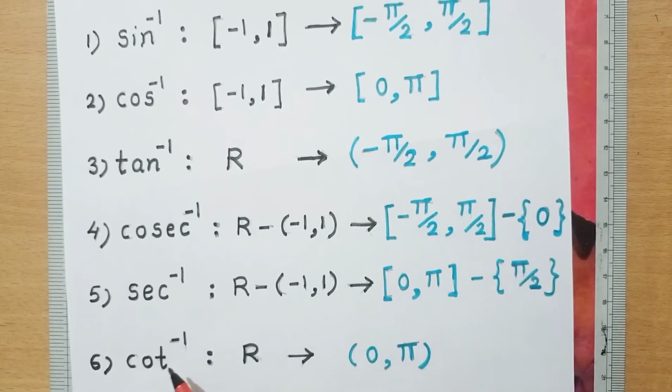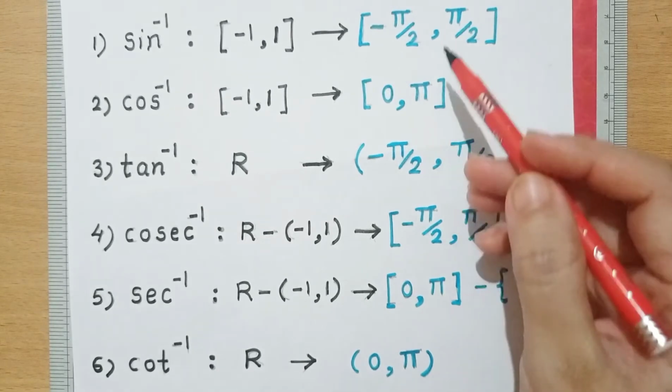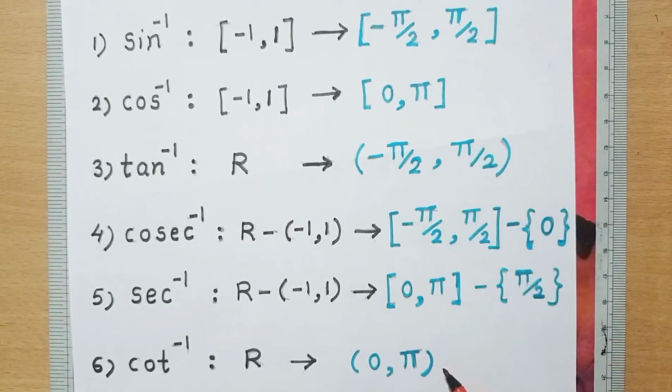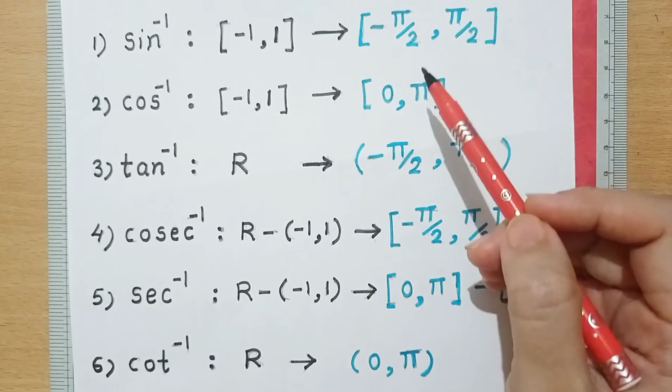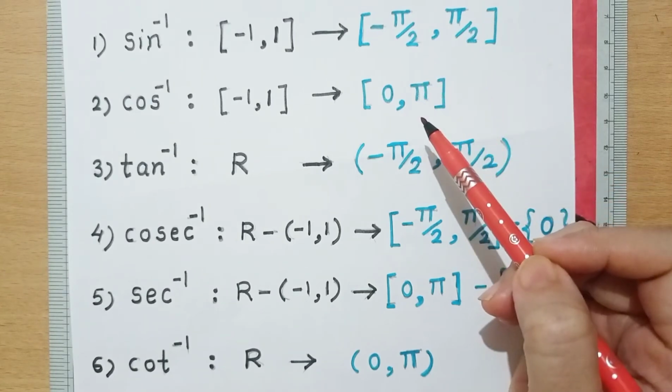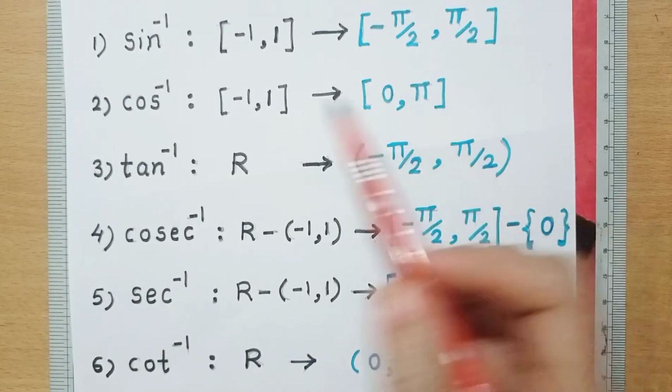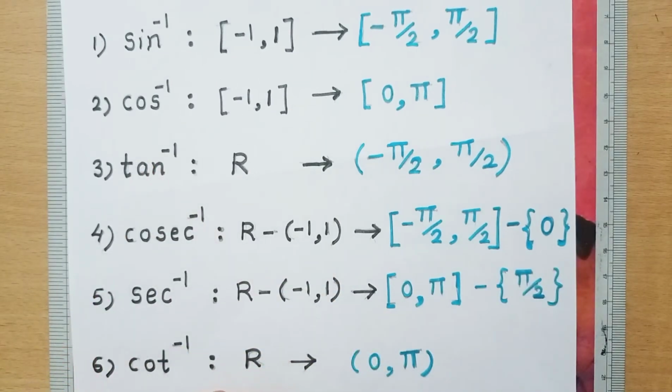And the last one, the principal value branch for cot inverse is the open interval 0 to pi. So you have to learn all these principal value branches, and the angle that lies in this branch is called the principal value of the corresponding inverse trigonometric function.